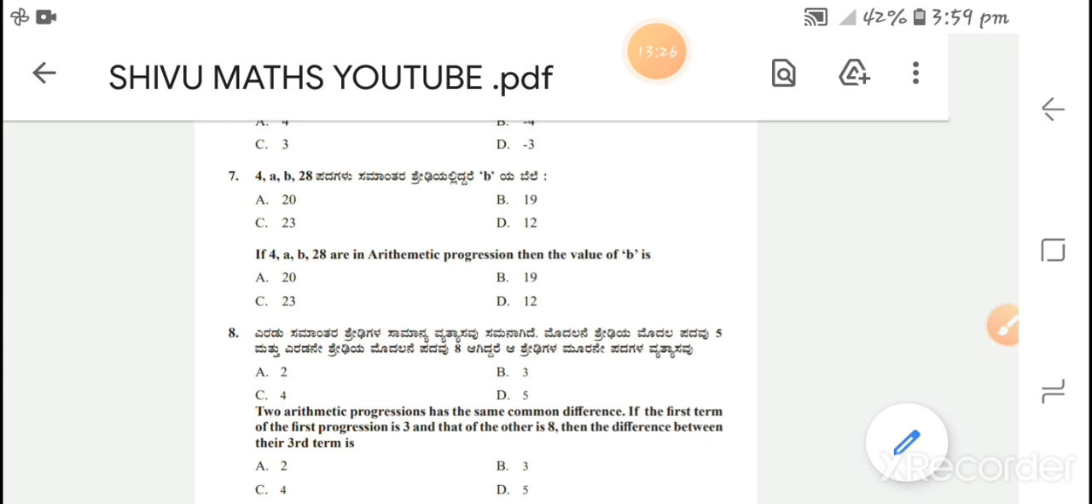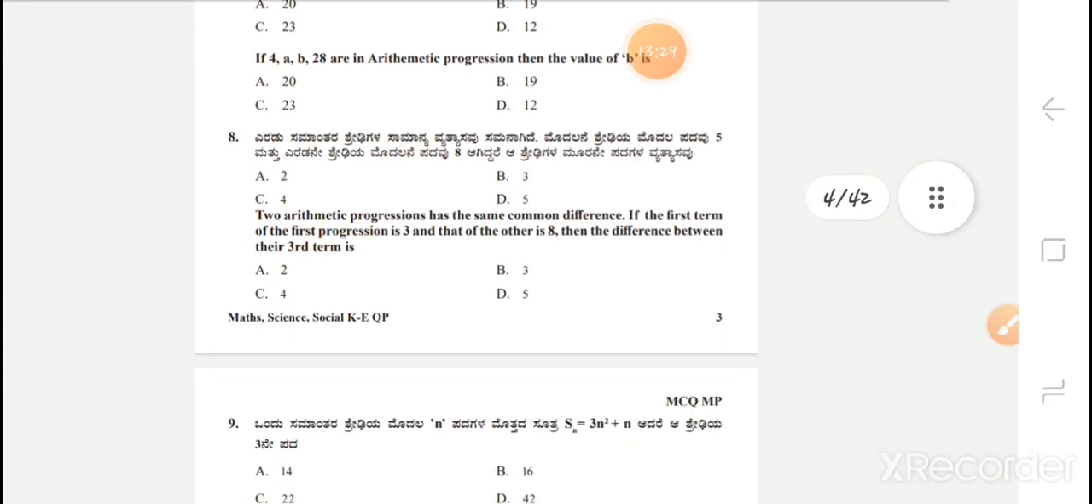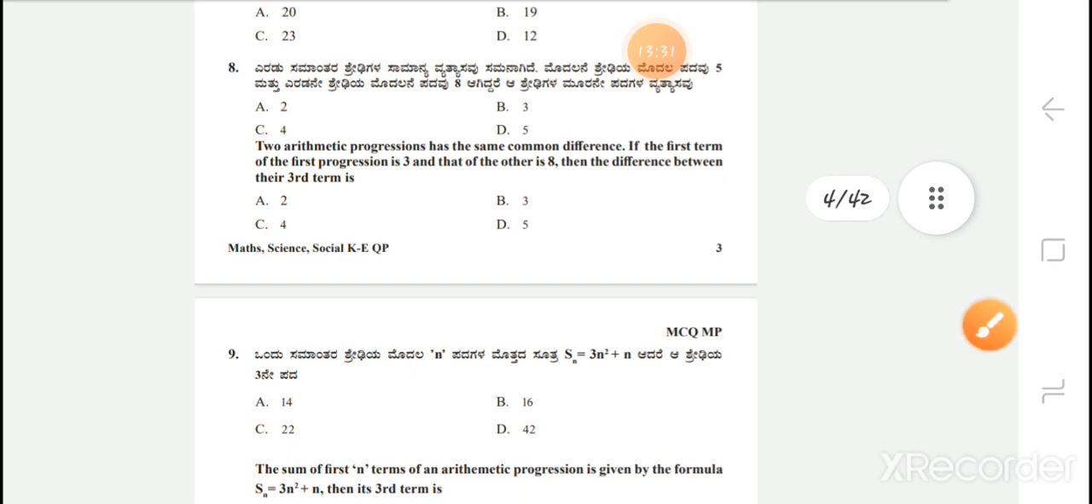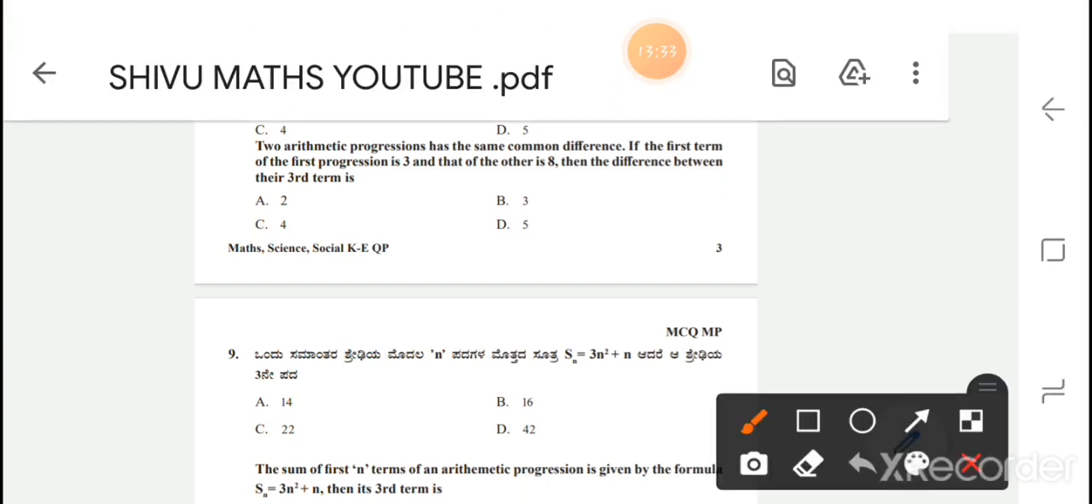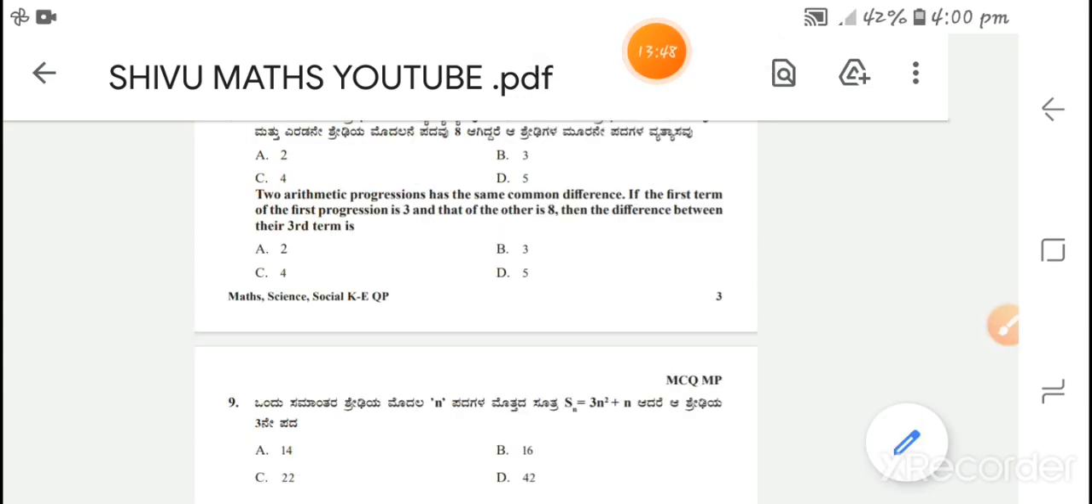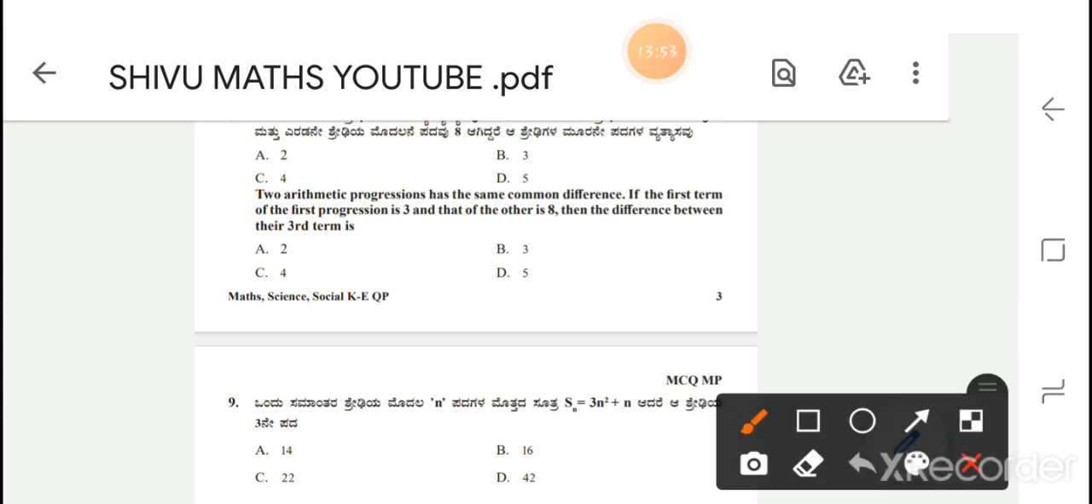Okay. So next we will pass on to the eighth question. What is the eighth question given here? Two arithmetic progressions have the same common difference. If the first term of the first progression is 3 and that of the other is 8, then the difference between their third terms is. The options given are: option A is 2, option B is 3, option C is 4, option D is 5.